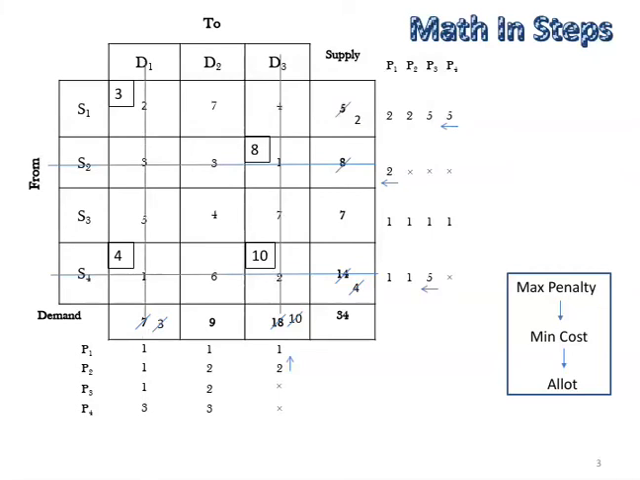Now you can see only one column is left, that is the D2 column. So when either a single row or a single column is there, we need not find the penalties further. Now in this one column, we will allot at the minimum cost. So the minimum cost in this D2 column is 4. So we'll make our allotment here first, that is corresponding to the S3D2 cell.